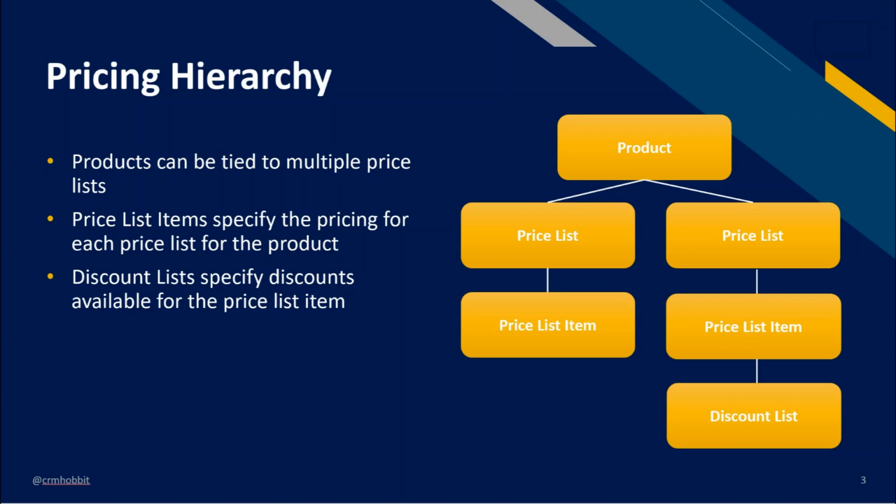Each price list item can also have a discount list associated to it. We're going to talk about discount lists a little more in a minute. But the discount list specifies the discounts available for that price list item. If there's no discount available for the item, then there's no discount list associated.